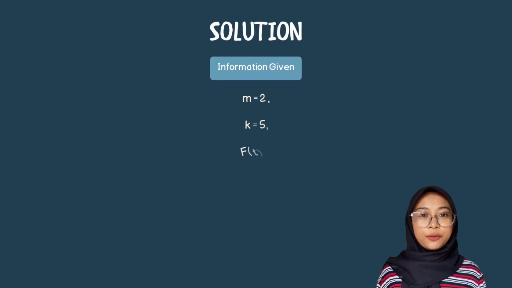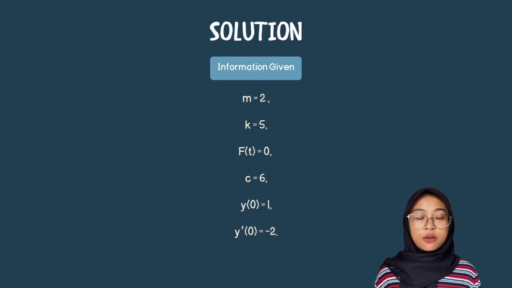For the solution, we already get the given information from the question: m equal to 2, which is the mass, k equal to 5, which is the spring constant, and F(t) equal to 0, which is the force. c equal to 6, and the given initial conditions are y(0) equal to 1 and y'(0) equal to negative 2.